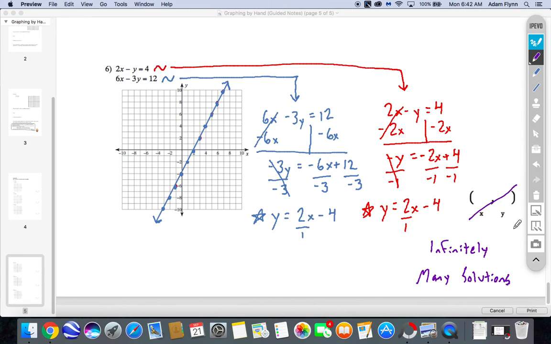And that's it for the graphing by hand method for systems of linear equations. If you have any other questions or would like any more practice, please come see me, and I would be happy to help you out.